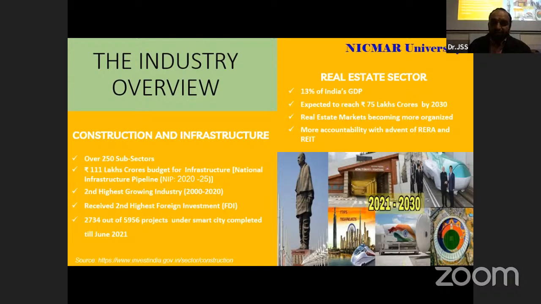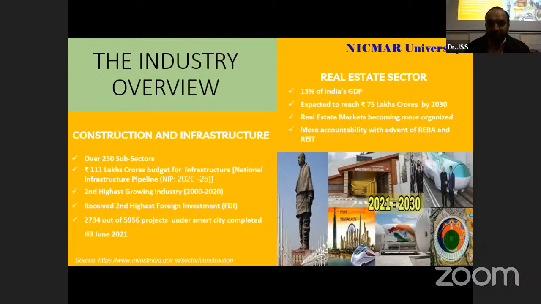That is what we are doing in our postgraduate program. Students from different institutes get into companies, and after gaining some experience in the company, they come to our institute to gain the knowledge of what is required in the market, right? And this is how the demand is with respect to construction, infrastructure and real estate: over 250 subsectors, and several lakh crores of budget for infrastructure in the near future. It is one of the sectors providing high support to the growth of the country.